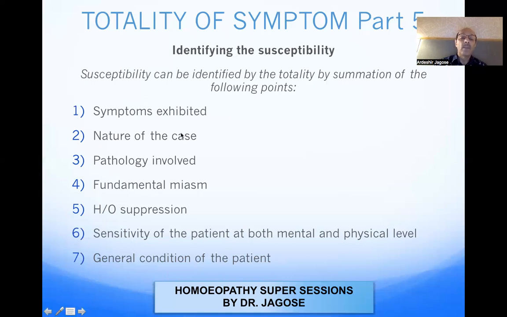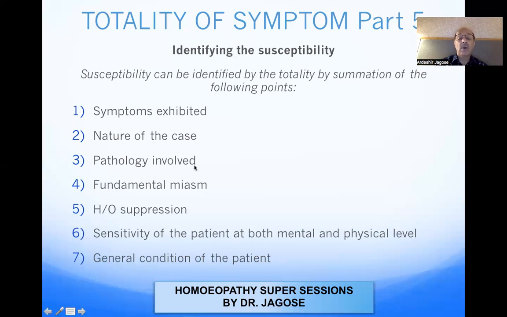is low. So when you take up the nature of the case, you have to take it up in conjunction with the first point. So the nature of the case, for example, is chronic, but the symptoms exhibited are PQRS in nature. Therefore, susceptibility is high. So whatever I am telling you are just the general rules. They are not hard and fast rules. They have to be moved according to the case in hand.